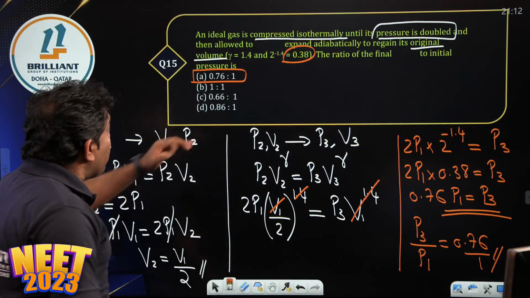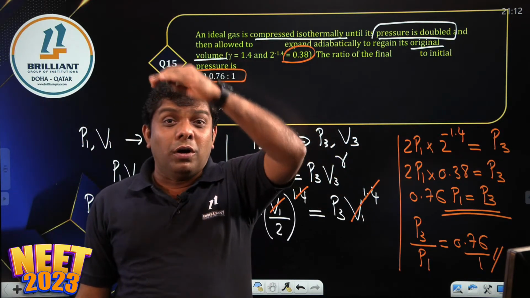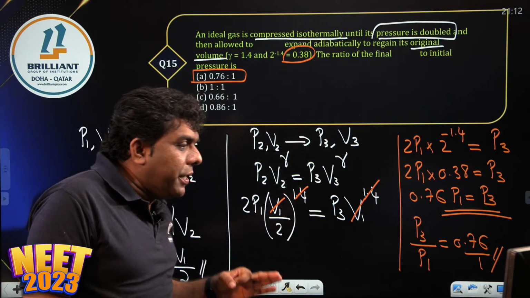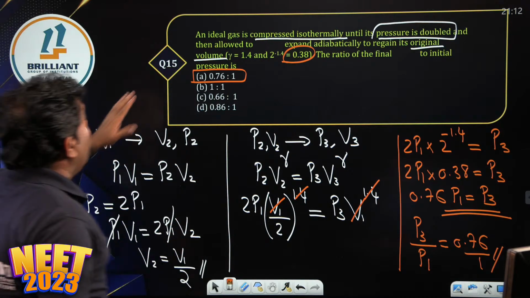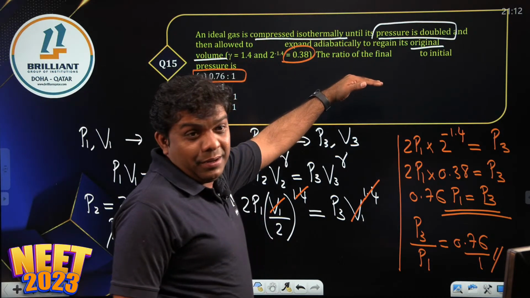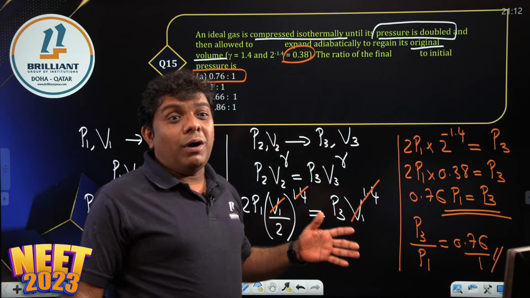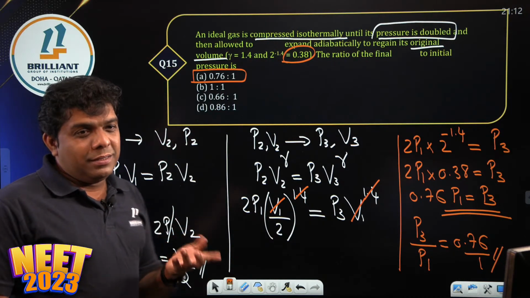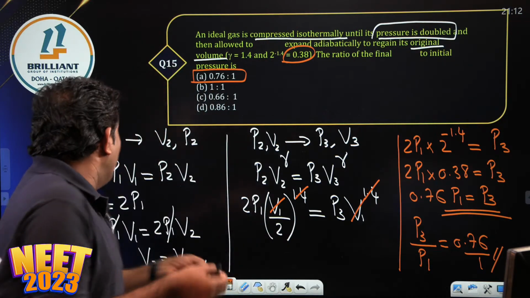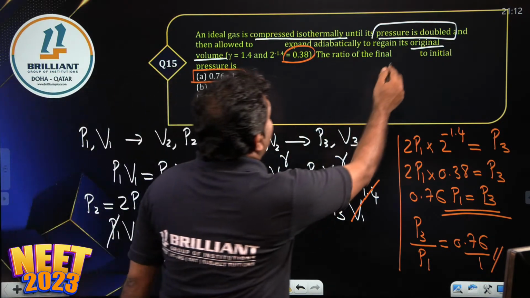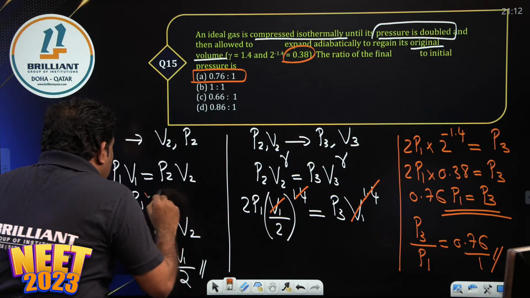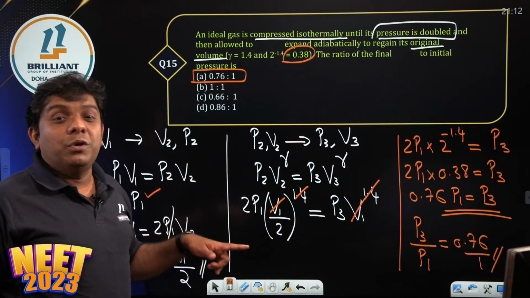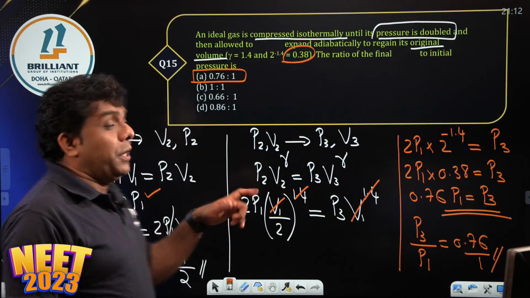So I'm explaining the problem once more from the beginning. I know in the test questions, very few students make this question correct, so I'm explaining the question once more. Please see. First of all, it is compressed isothermally. Isothermal means P1 V1 changing into P2 V2. So P1 V1 is equal to P2 V2. Now they are saying pressure doubled, so P2 is equal to 2P1. Substituting, P1 V1 is equal to 2P1 into V2. So V2 is equal to V1 by 2.